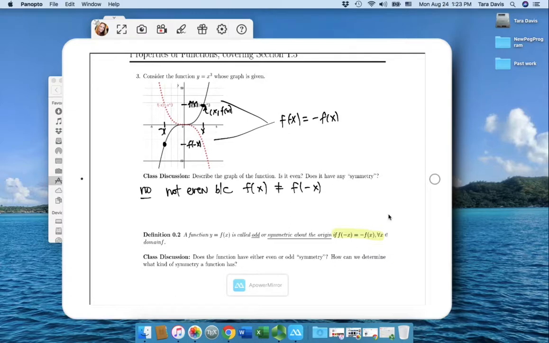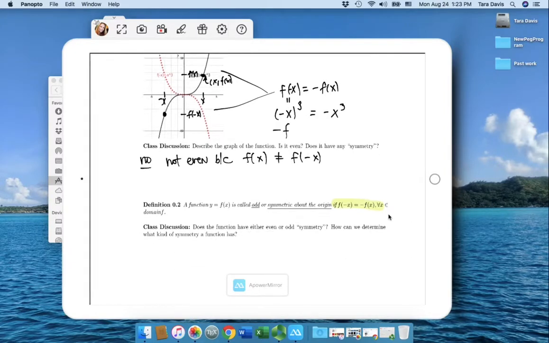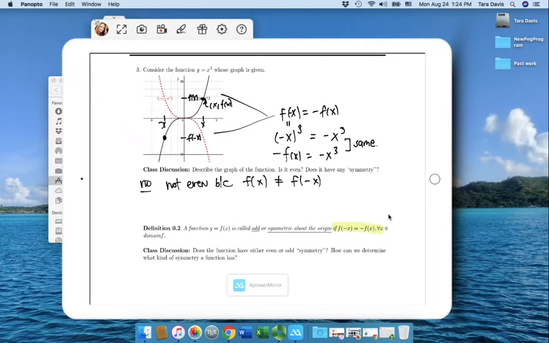We can check this algebraically for x cubed if you want. f of negative x would be negative x cubed, which simplifies to negative of x cubed, and then negative of f of x would be negative of x cubed. So these are the same. And then more geometrically, it's an origin symmetry, which means it's not only a reflection in the y-axis, but a reflection in the y-axis and then another reflection in the x-axis. That's a little bit more complicated symmetry, but that's an odd symmetry.